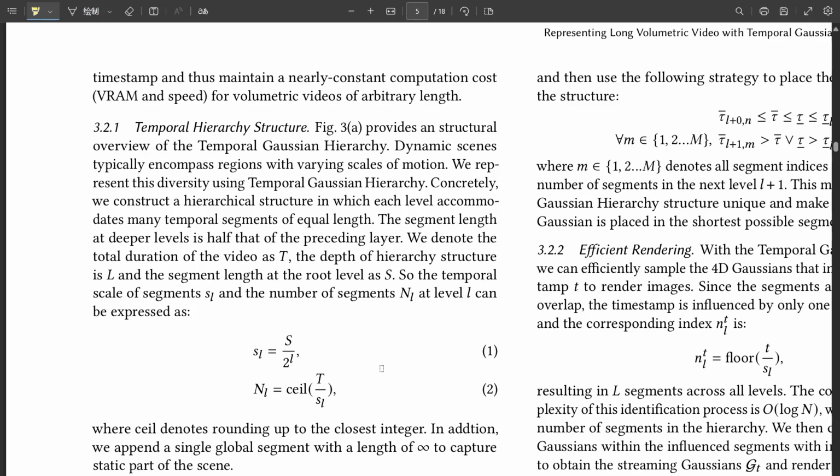Okay, so what happened when they unleashed SelfCap? TGH didn't flinch. It handled those extended sequences like a champ. So it passed the ultimate test. It did, proving that it could truly scale to the demands of long-form volumetric video. That's a huge win. Huge.